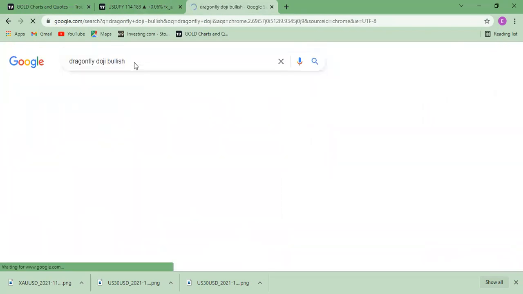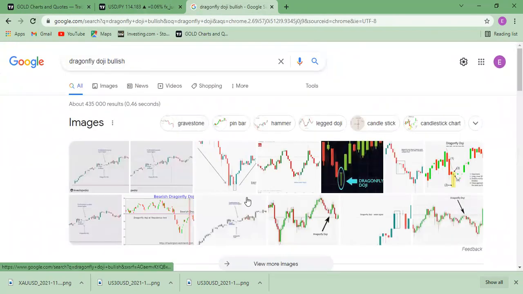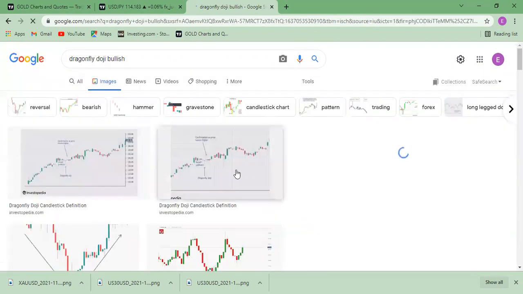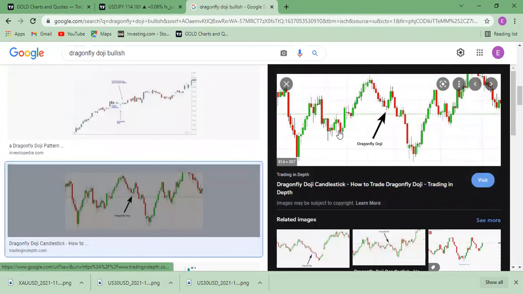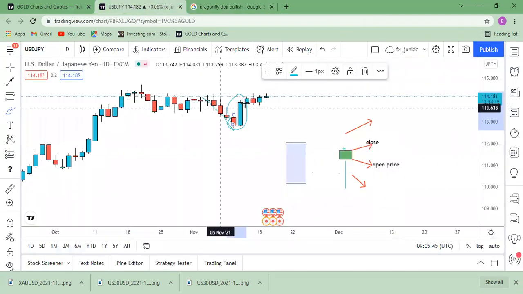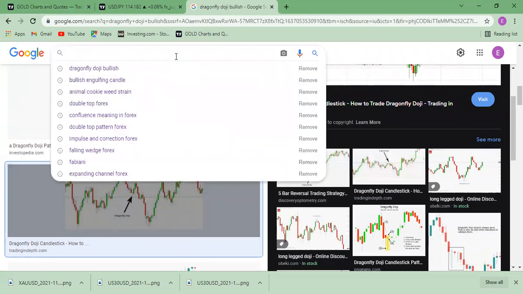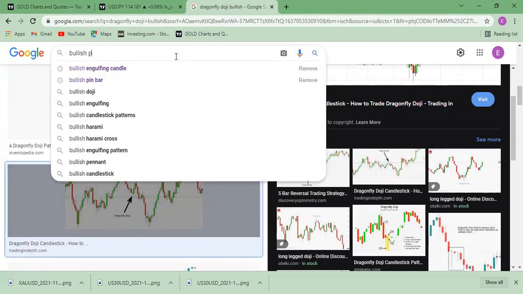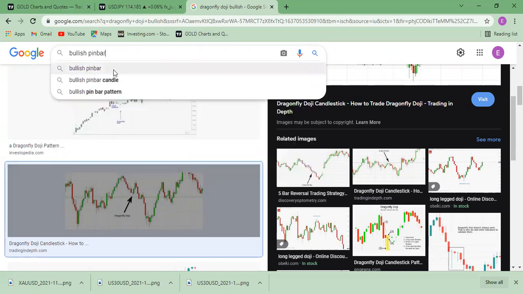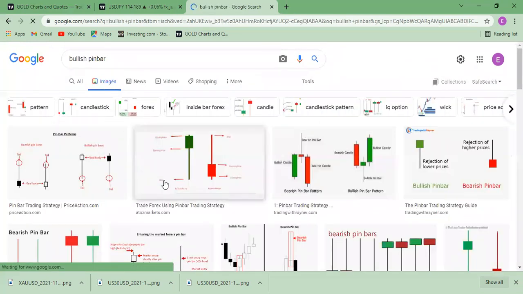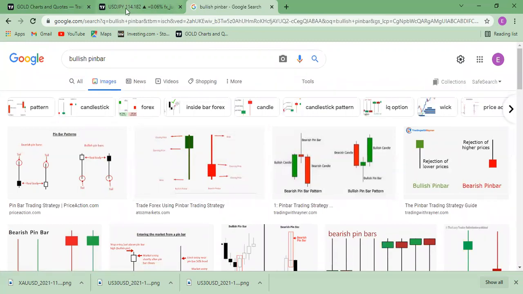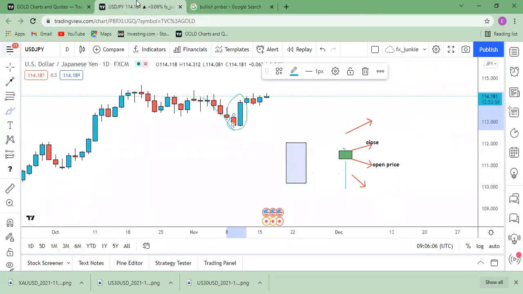A bullish dragonfly doji. And there we go. It's the same kind of candlestick. Or we can call it a bullish pin bar. If you want to learn more about this, then you gotta do the course, man. We got a bullish pin bar right here, and that's a bearish pin bar. Just explained it before. We call it a dragonfly doji and a gravestone.